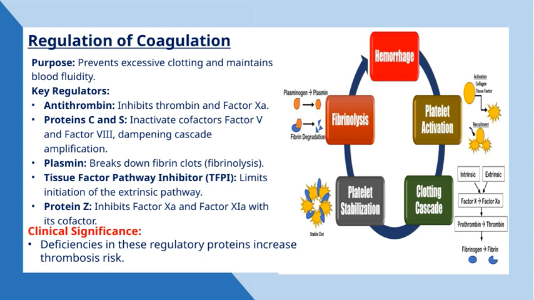Now, understanding these regulators isn't just academic. Their clinical significance is huge. If there's a deficiency in any of these proteins, it can lead to an increased risk of thrombosis, meaning unwanted clots can form more easily and cause problems like deep vein thrombosis or pulmonary embolism. So, in summary, the regulation of coagulation is a finely tuned system, with these key proteins acting as checks and balances. Their proper function is essential for preventing abnormal clotting and ensuring blood stays fluid when it needs to be.